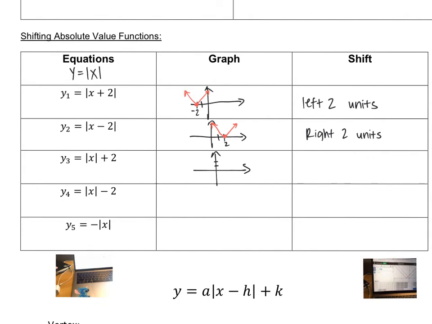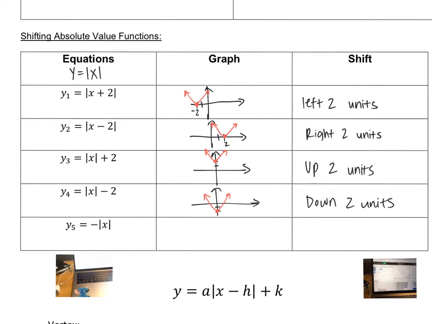So what we notice is that it moved up 2 units and still was pointing up. So whenever we have a plus sign on the outside, this means up 2 units. And so you can kind of guess that the next one, if you had a -2 on the outside, is going to be the opposite direction. So it's going to be scooting down to -2, and then it'd still point in the same direction. So this one would be down 2 units.